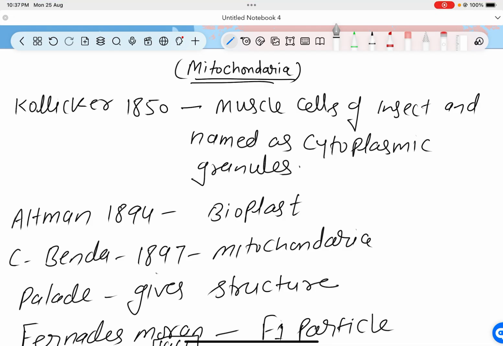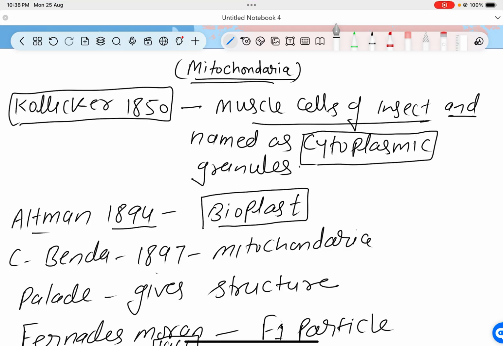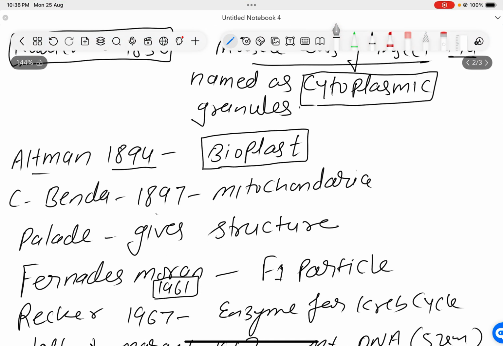First of all, mitochondria was seen by Kölliker in 1850 in the cells of muscles of insect, and he named them as cytoplasmic granules. Later on, in 1894, Altman called them as bioplast, and further Benda in 1897 named them as mitochondria, and the structure is given by Palade.